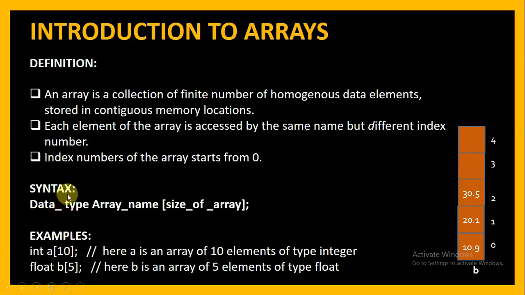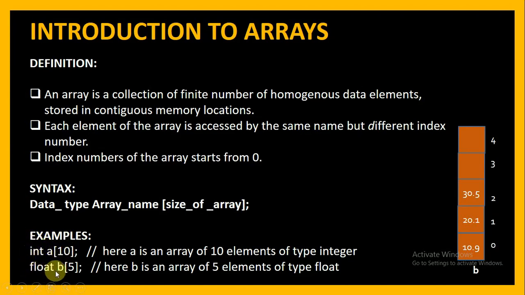Now let us see the syntax of creating an array. First we have to mention the data type, which type of array we actually want. Then we give the name of the array and then within the square brackets we give the size of the array. So if we look at the examples, this is int a[10]. It implies that the array is of type int, the name of the array is a and it has 10 elements. It means a is an array with 10 elements and all the elements are of type integer.